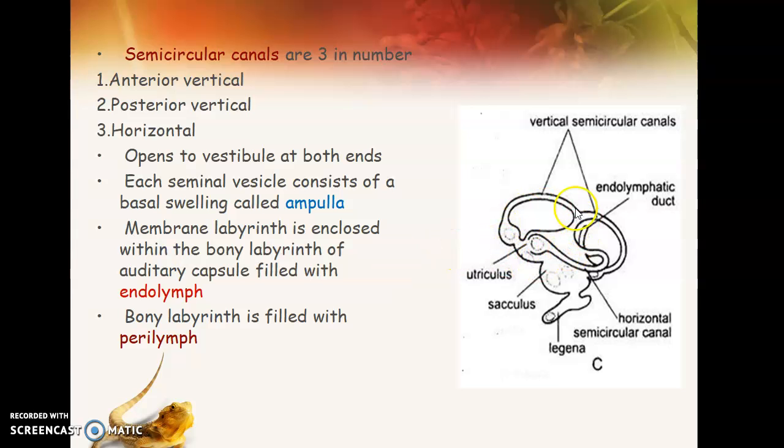The fluid that fills the structure inside this membranous labyrinth is called endolymph. This membranous labyrinth is placed inside a bony structure, and that bony structure is called the bony labyrinth. The lymph in the bony labyrinth is perilymph, and the fluid filling the inside of the membranous labyrinth, that is all these structures, is endolymph. So this part generally constitutes the inner ear.